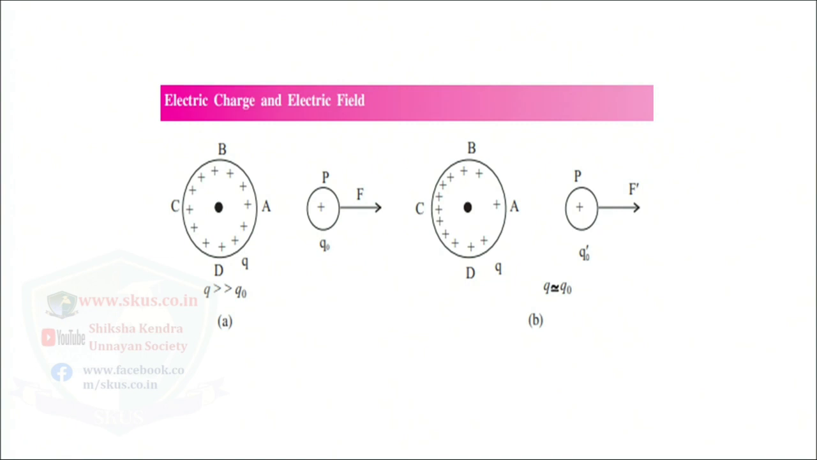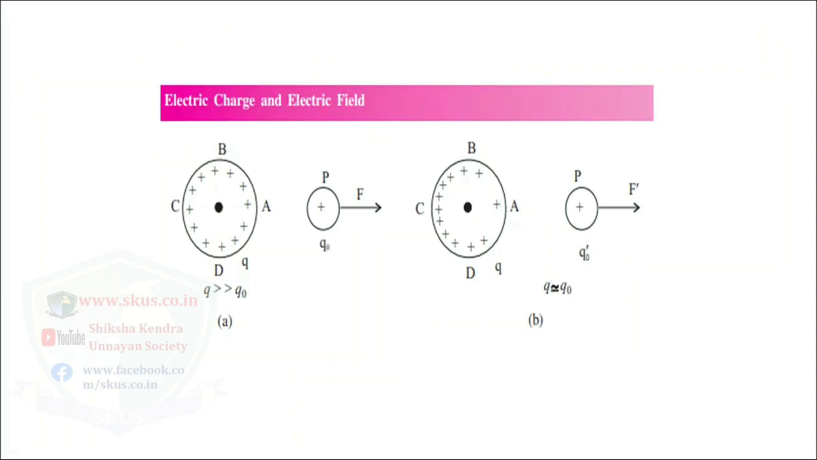So, this test charge q naught is very small as compared to the charge Q. It is not going to disturb the charge distribution on the charged body. In the second case, if the charge q naught is nearly equal to the charge of the charged body whose field is to be determined, then it will definitely change the distribution of charge on the surface of the charged body, and it will result in a change in the electric force also.